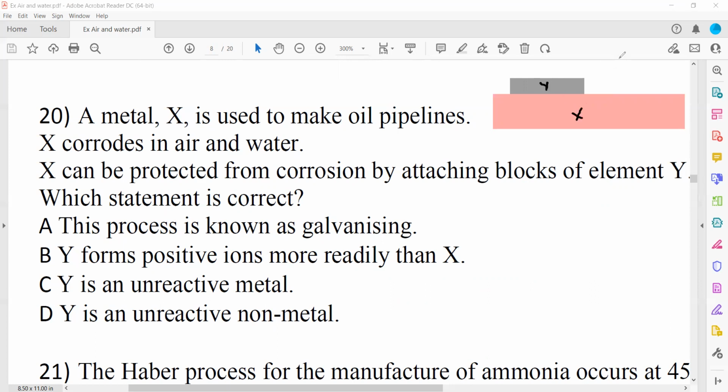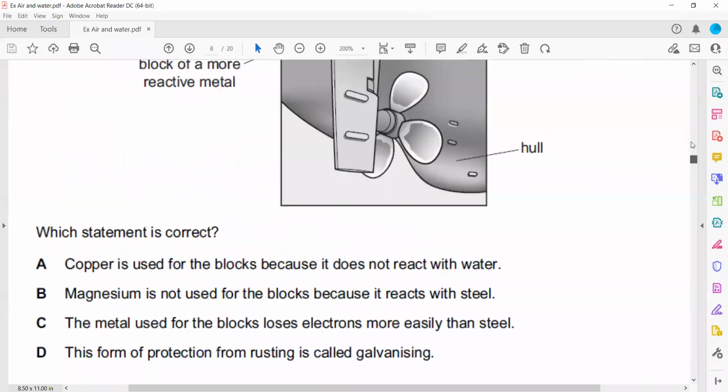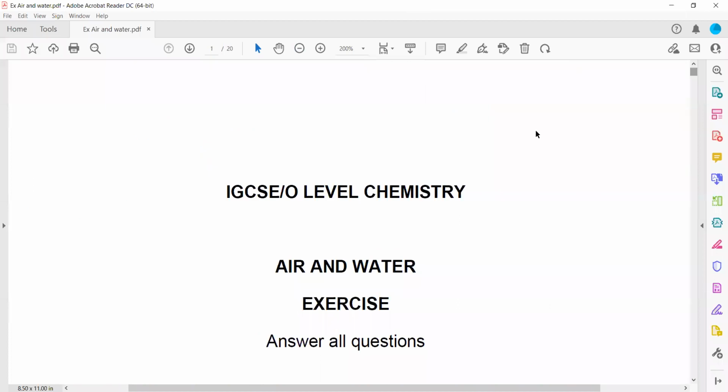So as a result, what will happen? The oxygen will react with metal Y instead of metal X. So what is the reason? Because metal Y can lose electrons easily, or Y forms a positive ion more readily or fast compared to X. So B is the right answer. So this was about the exercise related to air and water.